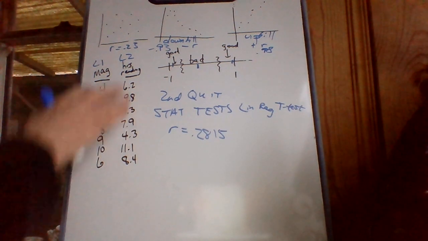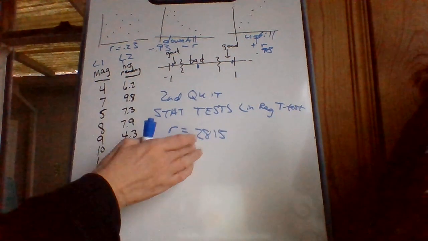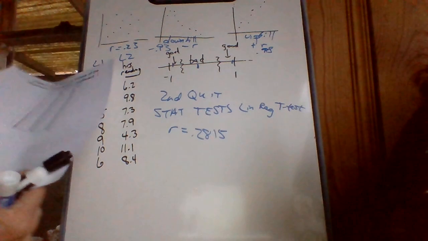So first, I put the numbers in. Then I do Linreg t-test. Then I get an R off Linreg t-test, and then once I've done that, I go to my chart and I find out if 0.2815 is a good number or a bad number. So go to the chart.